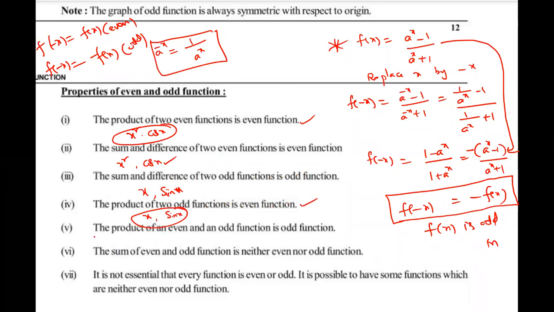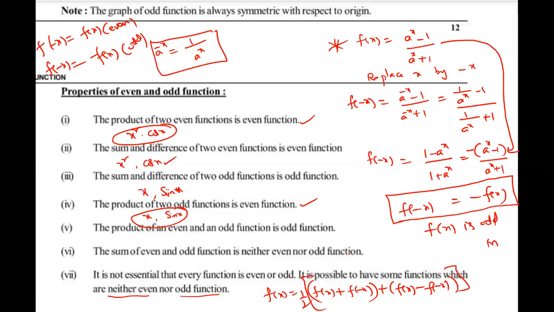So these are the properties of the two, okay. Now, sometimes it is not necessary that every function is even or odd; sometimes it is neither even nor odd. That is the meaning. So every function, f of x, can be written as an even function plus an odd function. 1 by 2. Okay, that is the meaning.